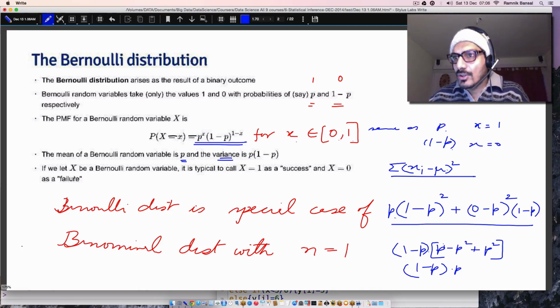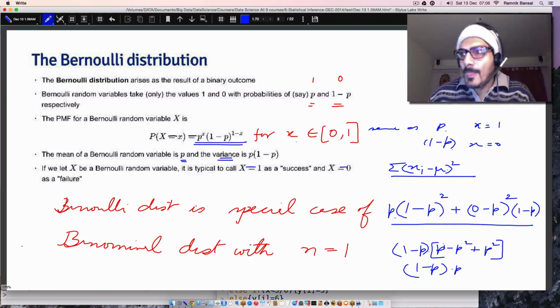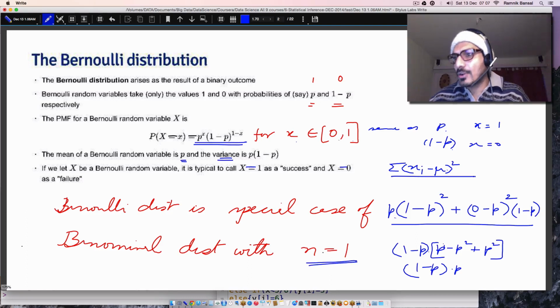Okay. So now, if we let x be a Bernoulli random variable, it is typical to call x is equal to 1 as success and x is equal to 0 as failure. Now Bernoulli distribution is a special case of binomial distribution with n is equal to 1. We will look at binomial distribution once again. We have already seen this, I guess, in the last lecture. We're just having a look at it again. So is this clear now? Bernoulli distribution will have this mean and variance, and this is the PMF for the Bernoulli distribution.